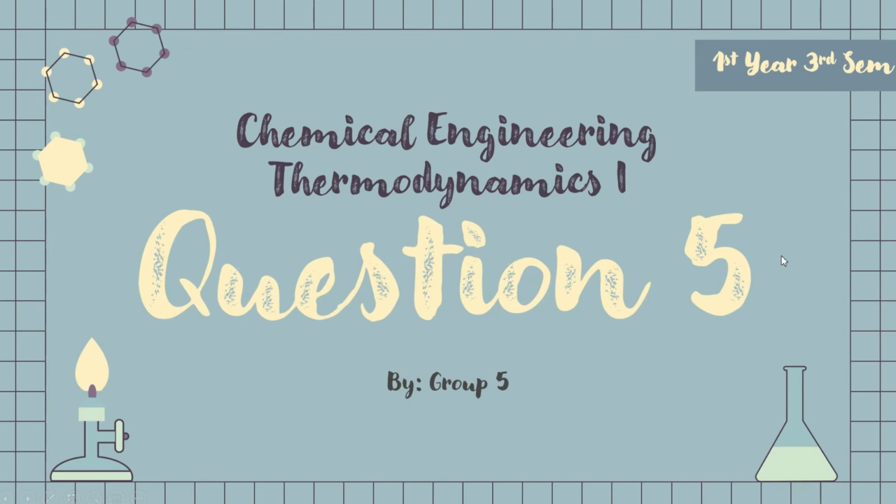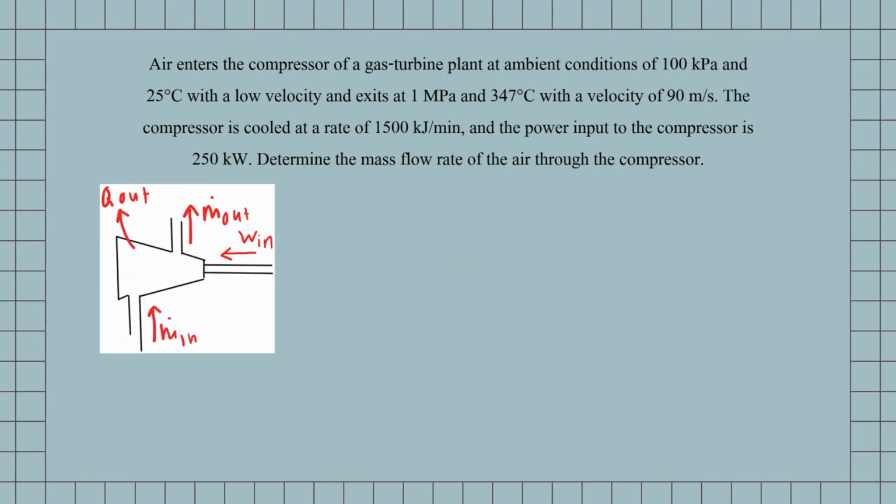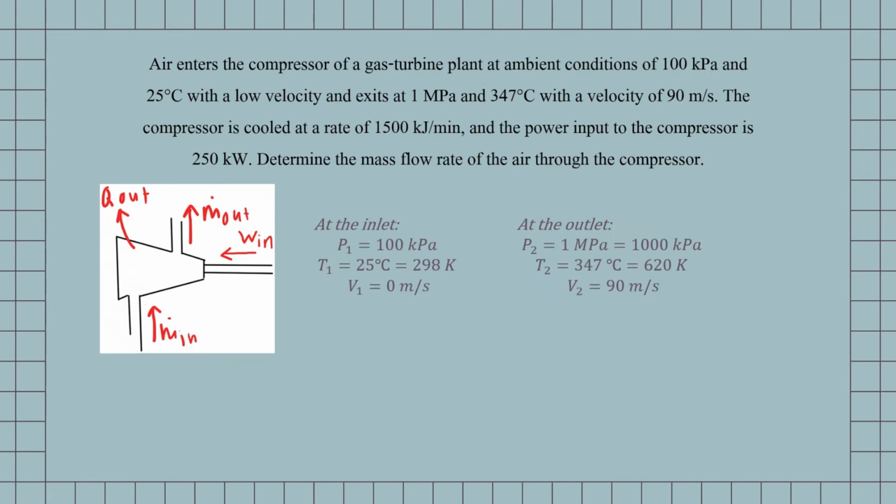Now we proceed with question 5 from the tutorial. So we look into the question. First, we have to extract the information. Before that, we have to draw the schematic diagram so we can have a clear vision of the compressor. And we extract the information from the question. At the inlet, it is stated that there is a low velocity, so we assume that the velocity is 0 meters per second. And we extract the information at the outlet, and then the energy.